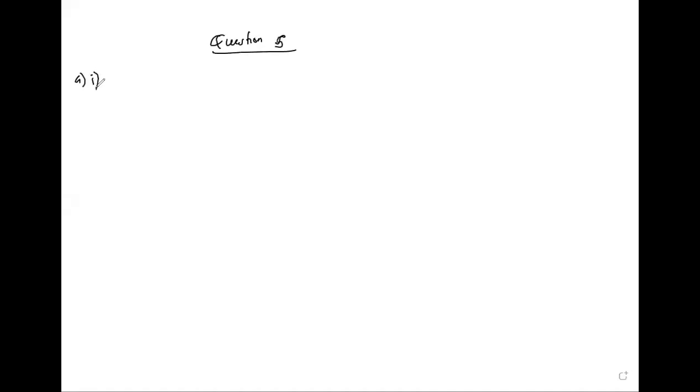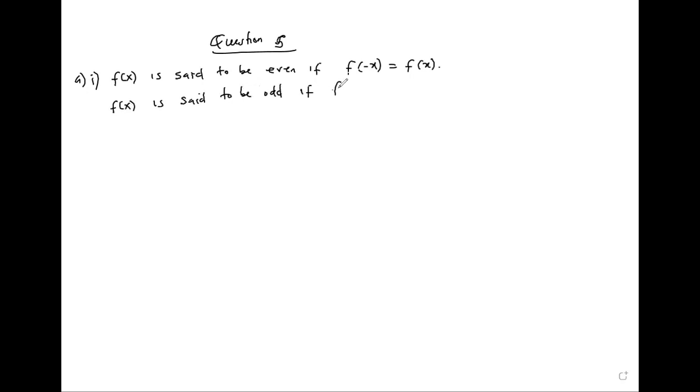A1. f of x is said to be even if f of negative x is the same as f of x. And f of x is said to be odd if f of negative x is the same as negative f of x.